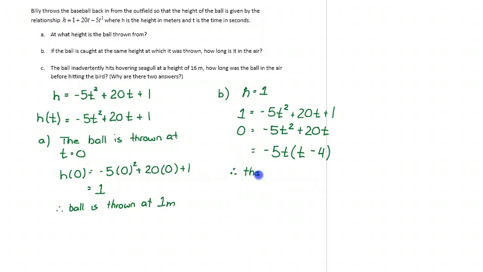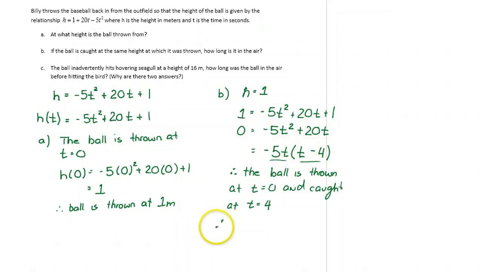What I see then is that the ball is thrown at t = 0 and caught at t = 4, because t = 0 is from this term and t = 4 is from that term. If t is 0, then everything goes to 0. If t is 4, everything goes to 0. So therefore, the ball is in the air for 4 seconds.